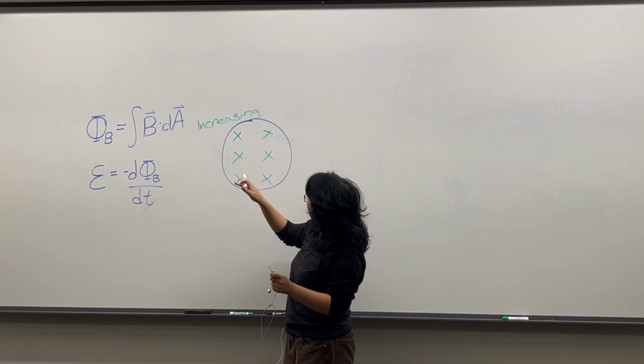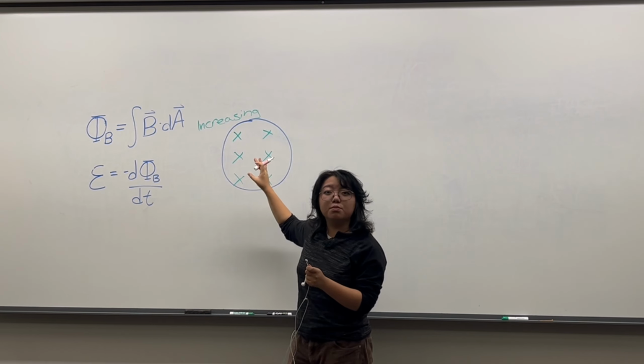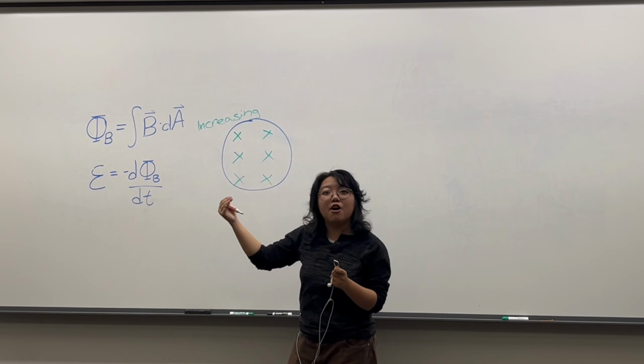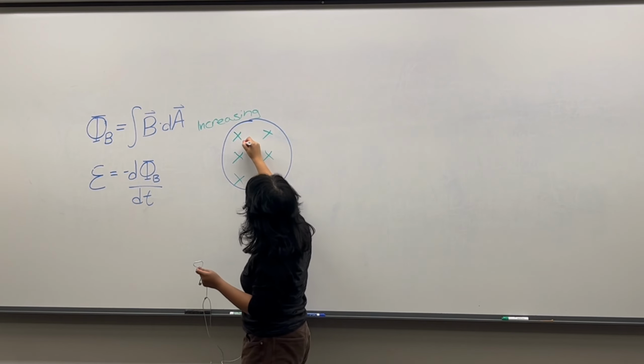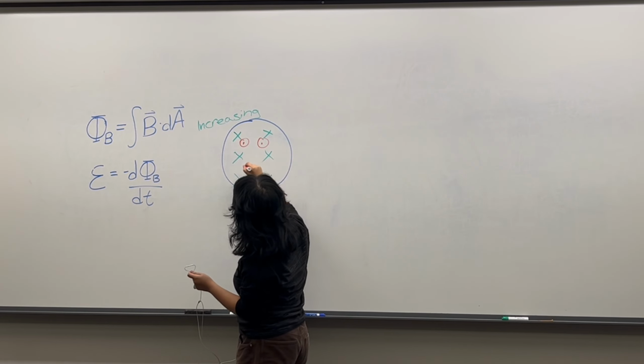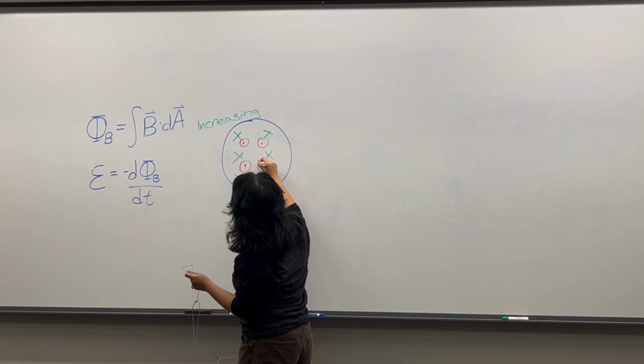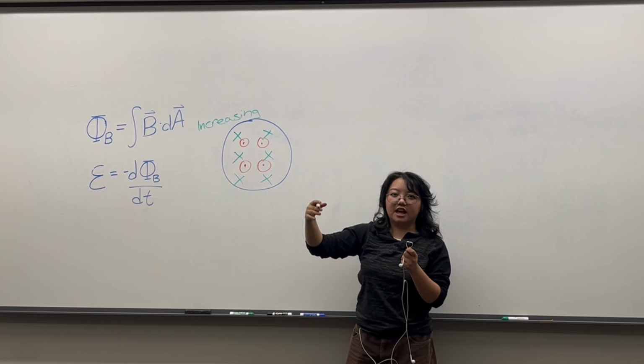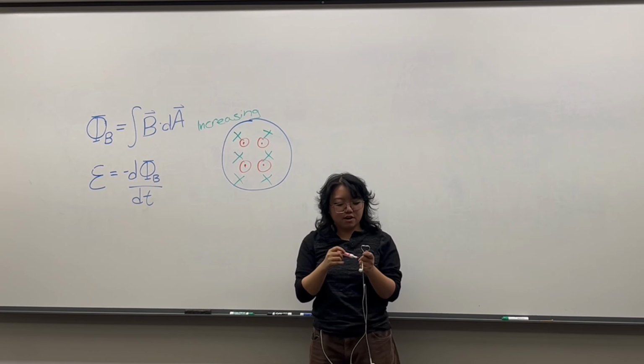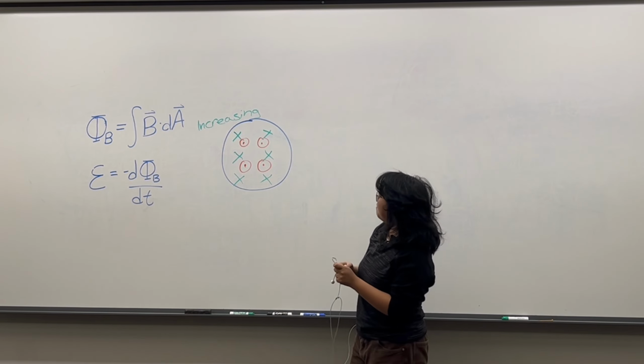So that means if there's more going into the page, the loop will try and create a magnetic field out of the page to compensate for that, right? So it's going to be inducing a magnetic field out of the page just like that. It's not going to fully compensate for it, but it sure is going to try, right?